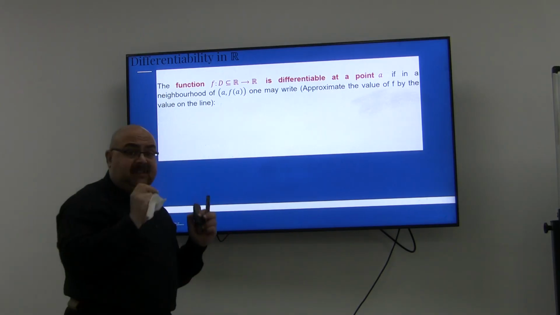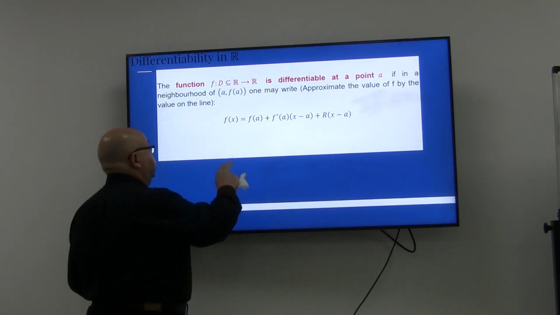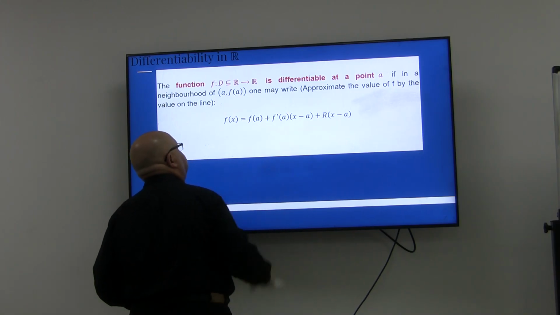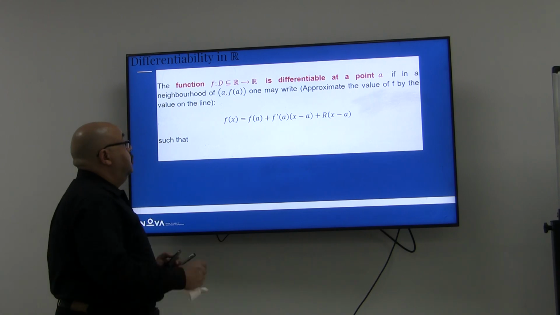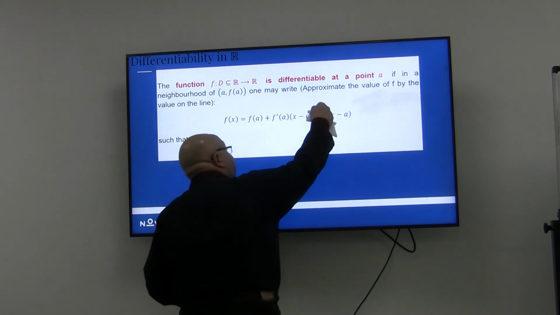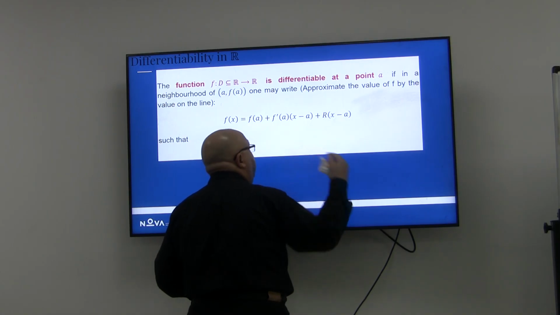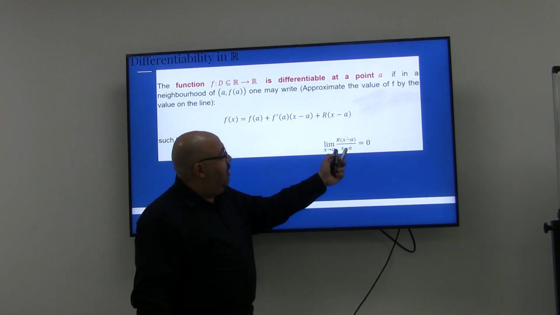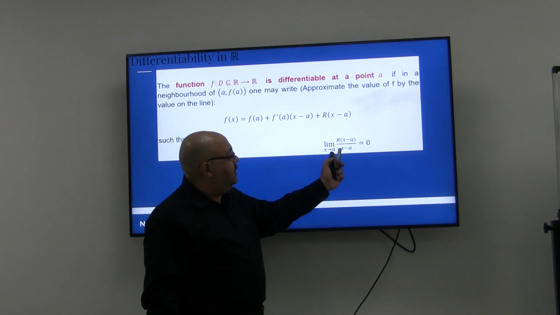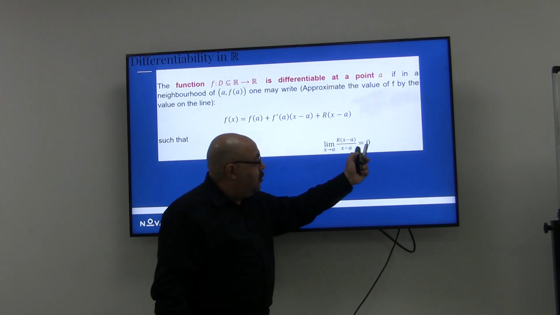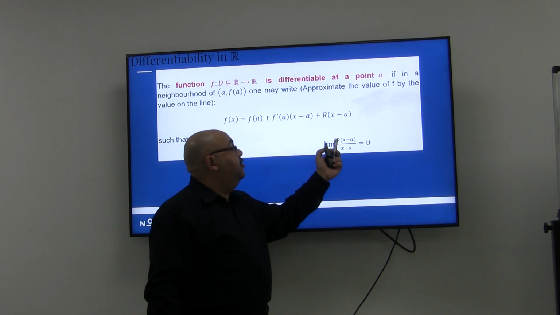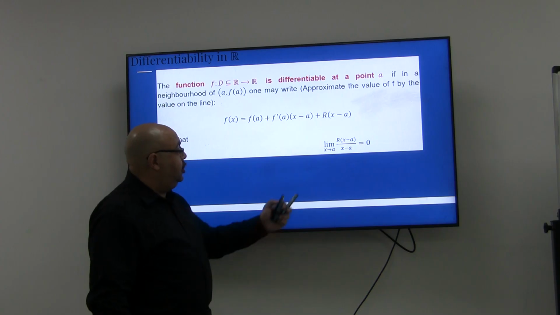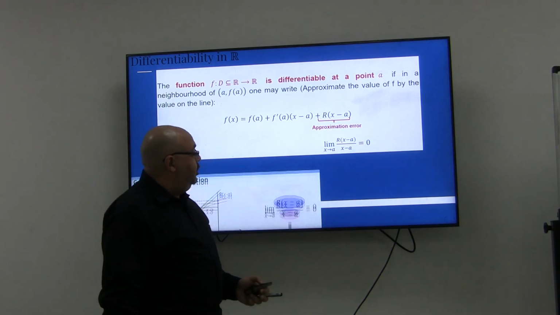As I told you, this is exactly taken from the previous slide, which is f of x equals f of a plus the derivative of the function at a times x minus a, plus the remainder term. So if the function is differentiable, the remainder term will tend to 0 while x is approaching a. So the limit of the remainder term while x tends to a will be equal to 0, which means that the remainder will approach 0 as h approaches a, and so this is the approximation error, as I told you.